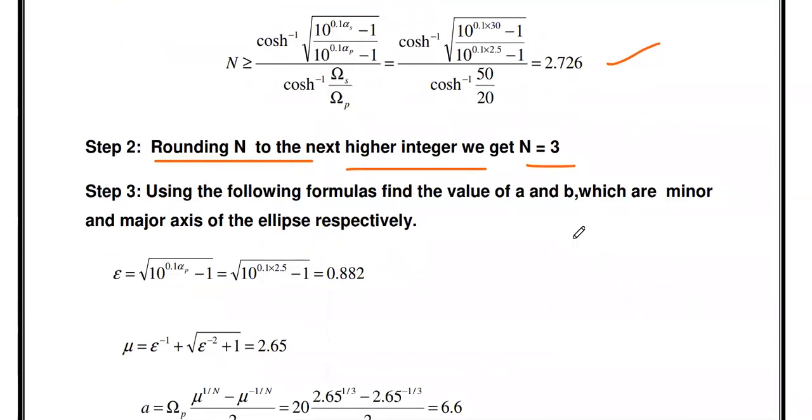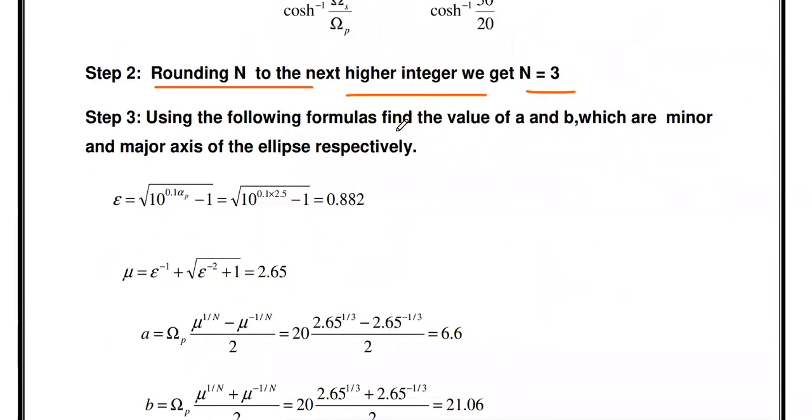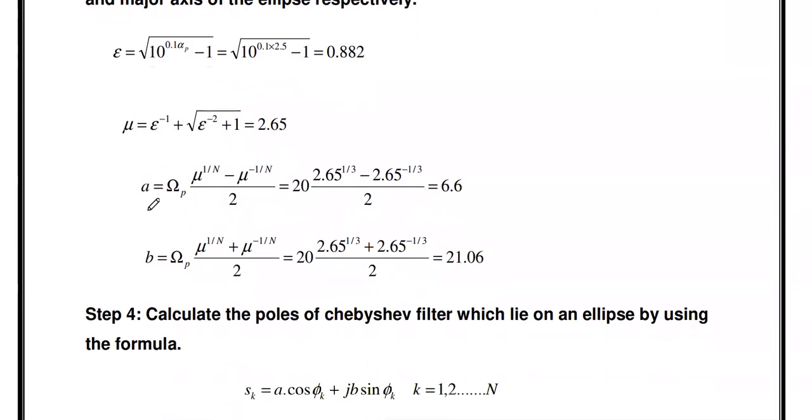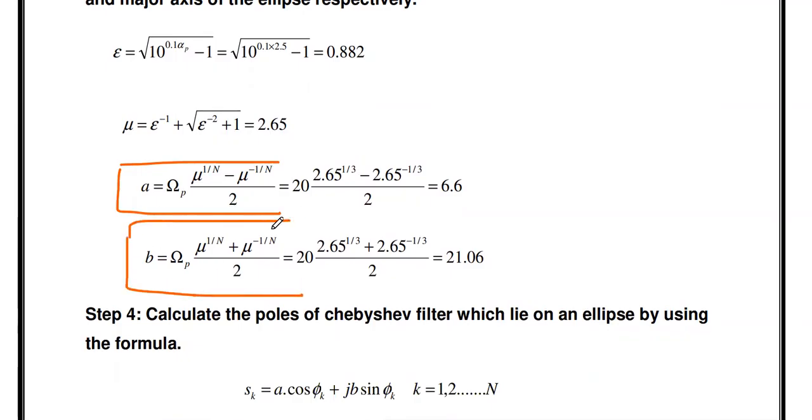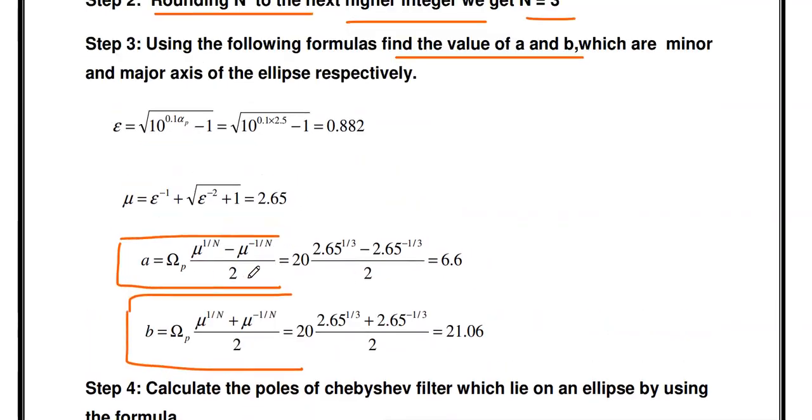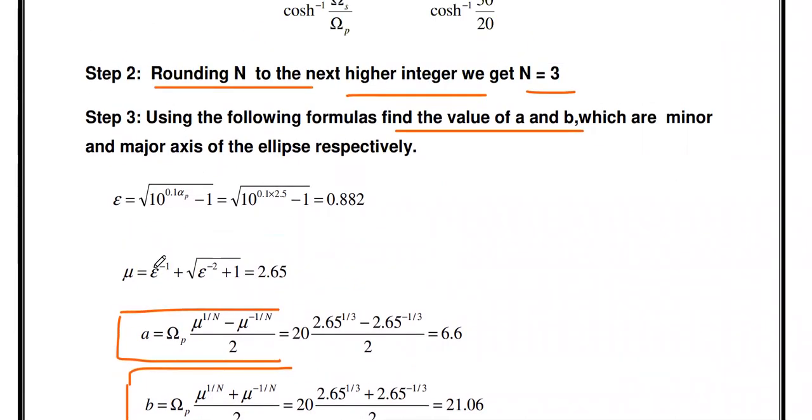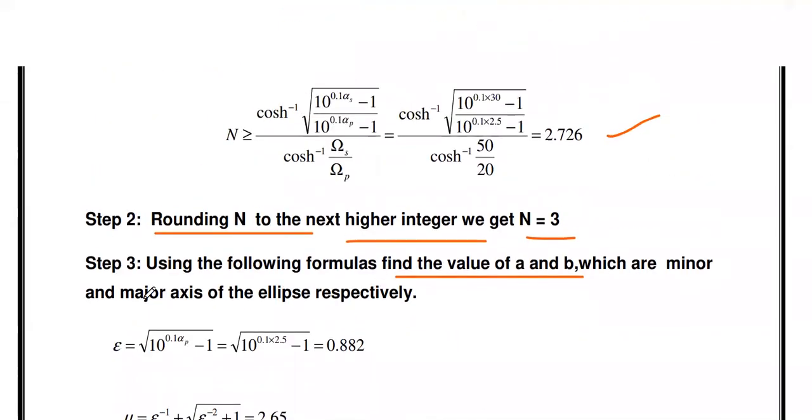Okay. Then after calculating n, we have to find the values of a and b. A is the minor axis, b is the major axis of an ellipse. Okay. So already you know the a formula and b formula. In order to find the a and b values, first we have to find mu. So mu is nothing but epsilon inverse plus square root of epsilon to the power minus 2 plus 1. So in order to calculate mu, we have to calculate epsilon first.